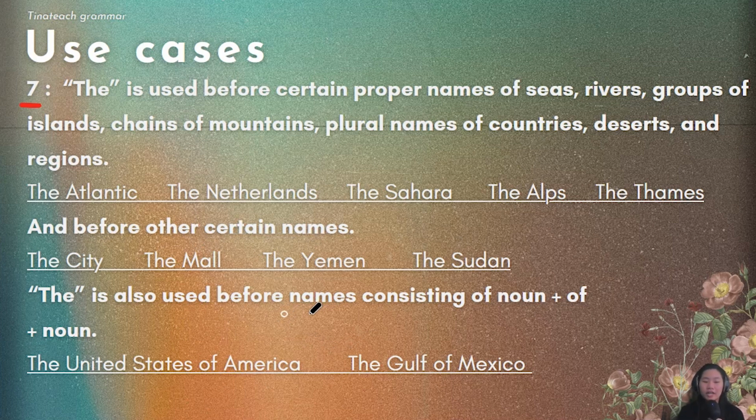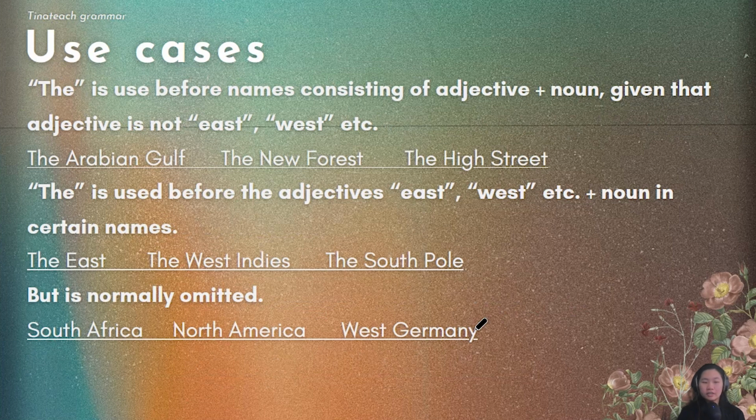The is also used before names consisting of the structure noun plus of plus another noun. Okay, so noun, connector of, and then another noun. Very popularly, the United States of America, the Gulf of Mexico. Okay, so you've certainly heard these two names before, and that is another example of how the can also be used. Okay, let's move on to the next part.